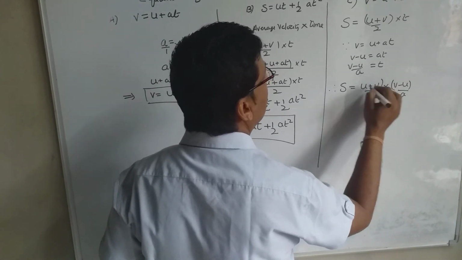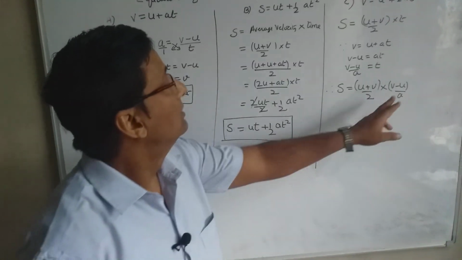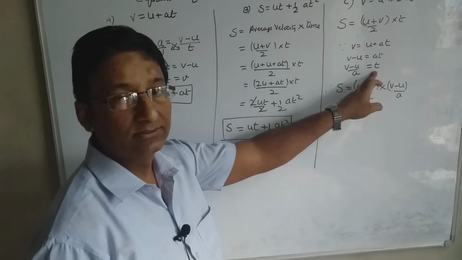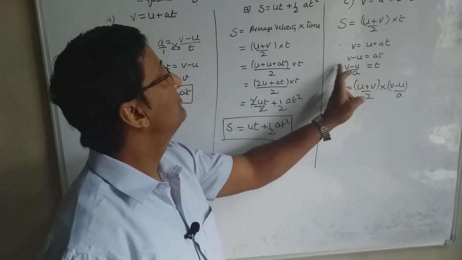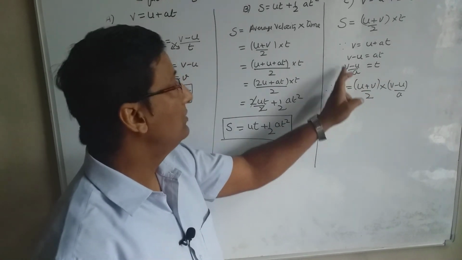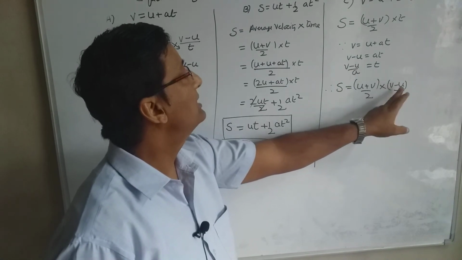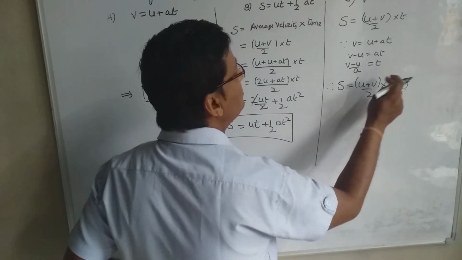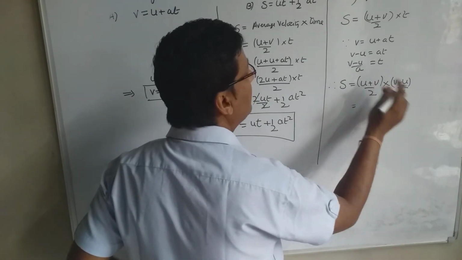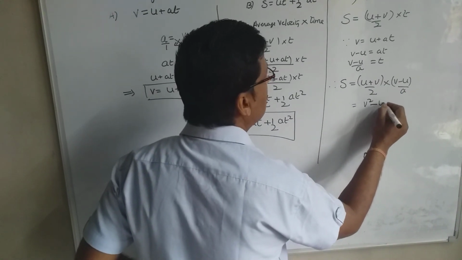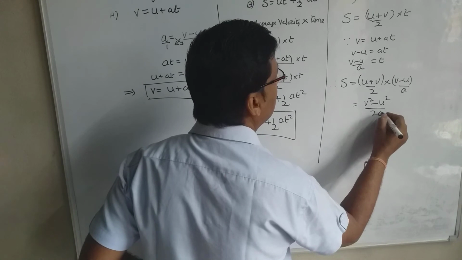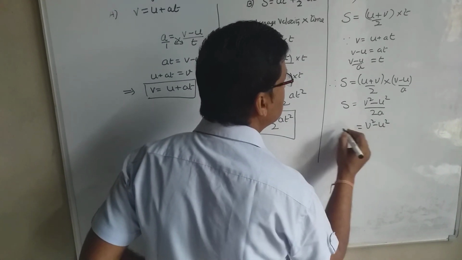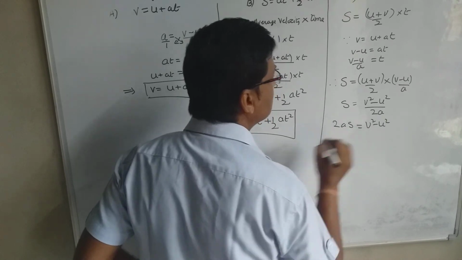Now try to understand this formula. From the first equation we are getting the value of T, that is V minus U upon A, and we are putting this value in the third equation. So V minus U upon A in place of T. Now we have V minus U and V plus U. A plus B into A minus B will become A square minus B square, upon 2A. It will give you S. So V square minus U square is given by 2AS.